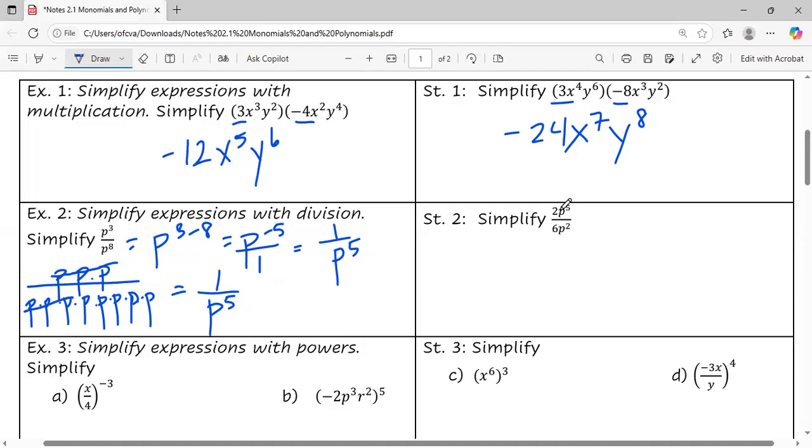So using that rule, you have this other example. You have an example here, 2p to the 5th divided by 6p to the 2nd. This is the same as saying 2 over 6 times p to the 5th over p to the 2nd. So all of these expressions you can undo and redo by multiplication.